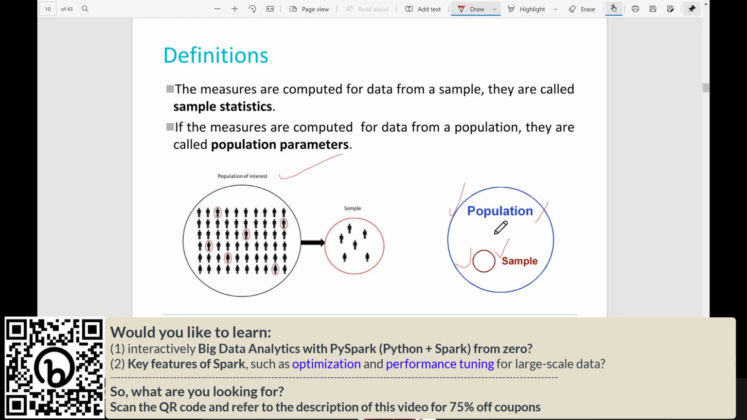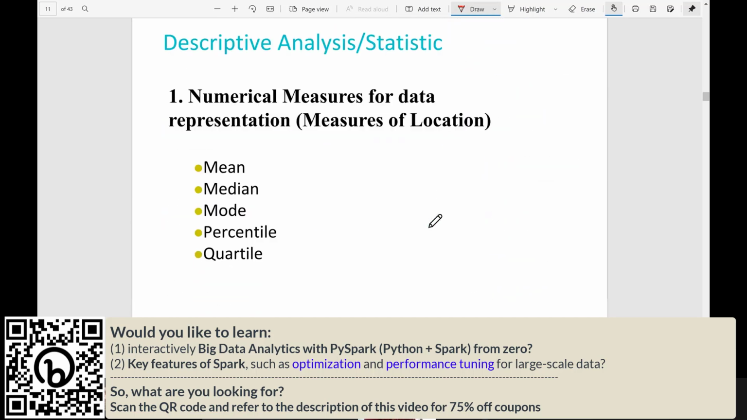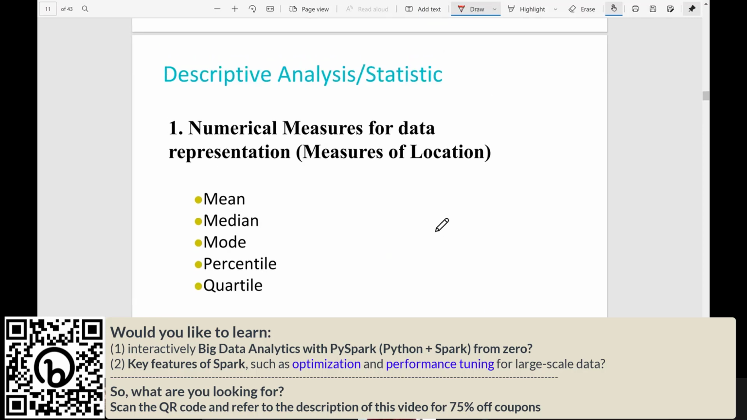So these are also most important keywords. So let's start with the techniques. Let's see what sort of techniques we need to learn. So one typical category of analysis is called numerical measures for data representation, or measures of location.